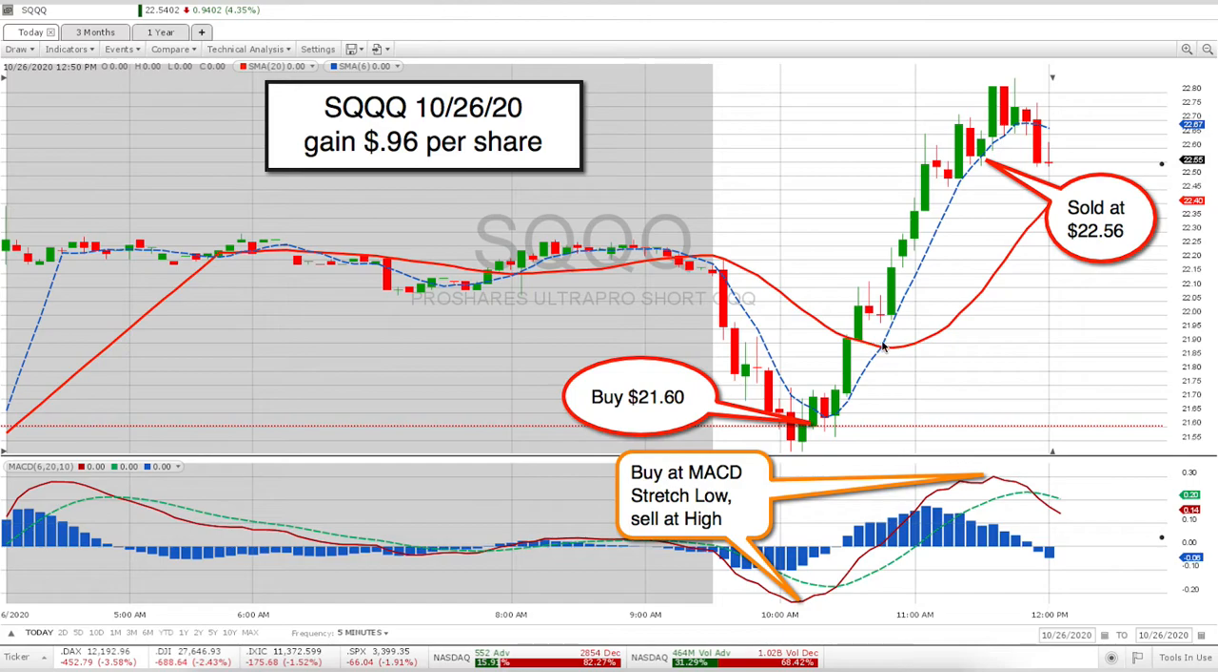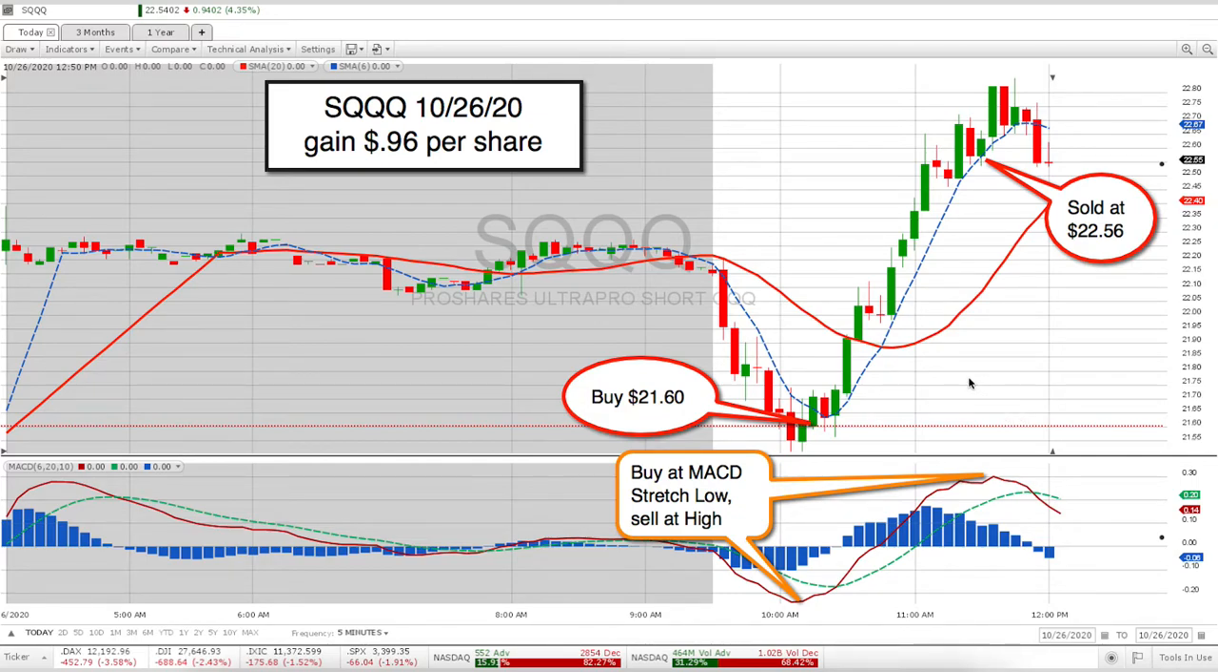And so once this little blue dotted line here, which is also a simple moving average, this is a 5-minute chart, and it's a 6 period, or 6 times 5, about 30 minutes, starts going above the red line, I use that as a guide to stop. And I also look at, again, the MACD stretch on the high side. So when this got to here and this flew below here, I sold at 22.56.